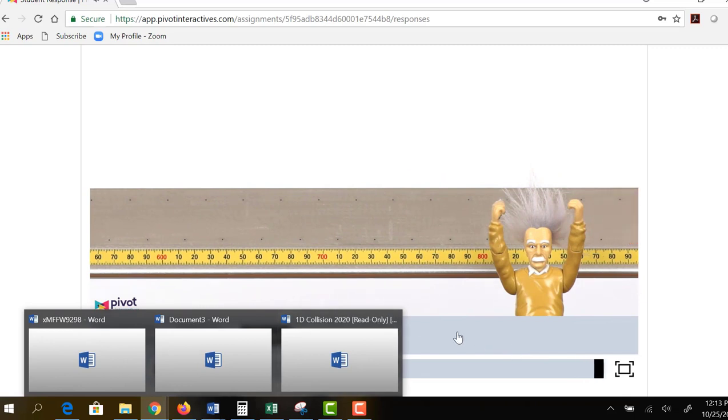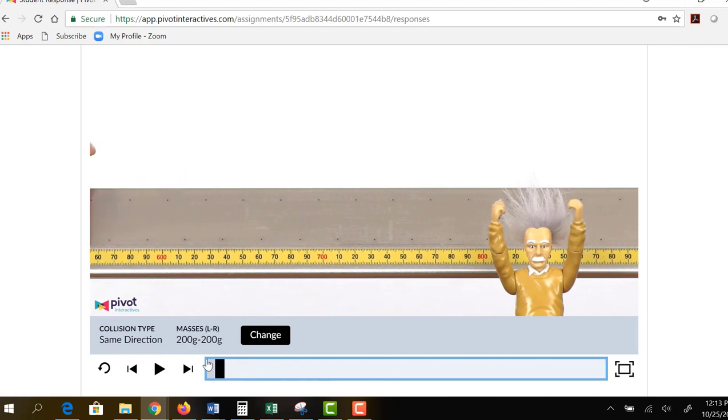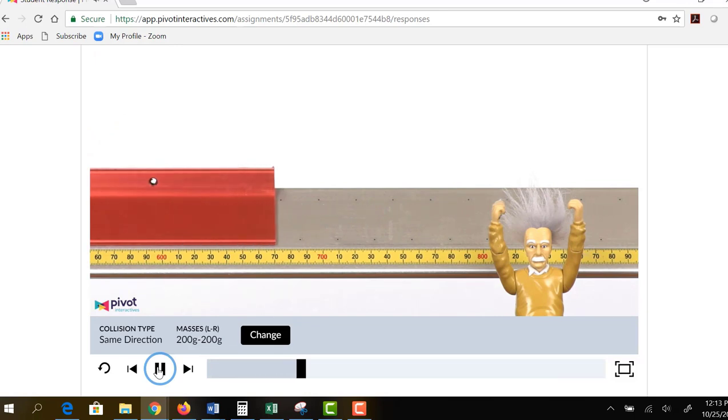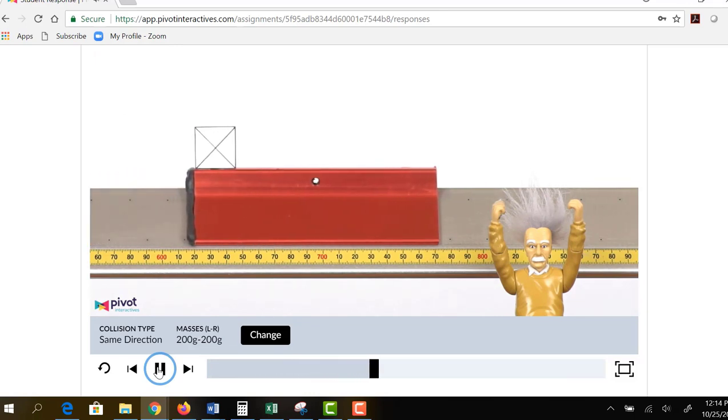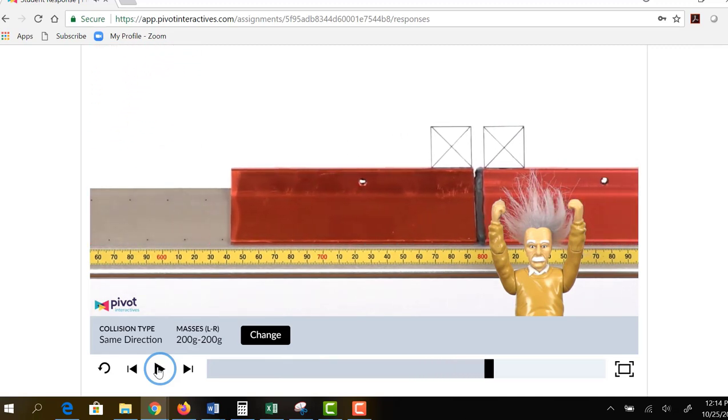Okay, so let me rewind it. What you hear are the designers of the experiment talking, and you can see it's actually in slow motion. And you can hear it is because of the way that their voices sound. So these are same direction. They're both moving to the right. In other words, they're both moving in the positive direction, so they have a positive velocity. And they each have a mass of 200 grams. And they're going to stick together via clay. So let's just see it again. Okay, and then they, as you can see, stuck together.